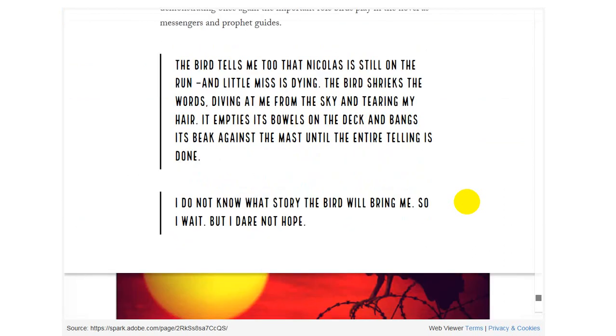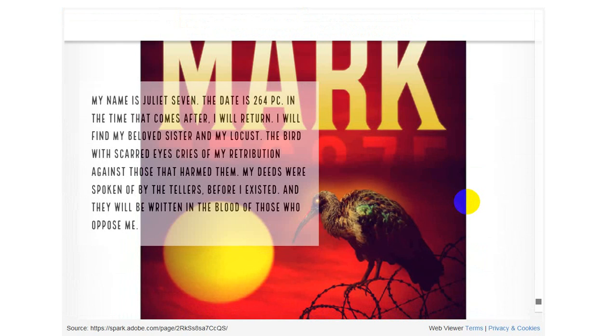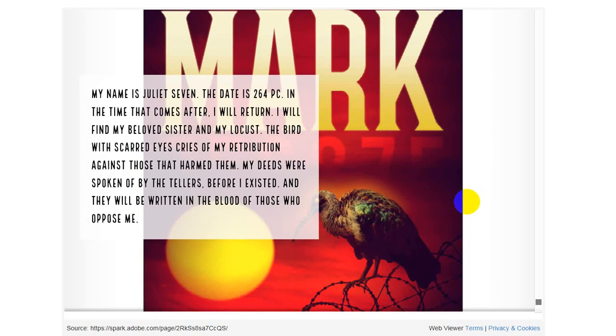"The bird tells me that Nicholas is still on the run. Little Miss is dying. The bird shrieks the words, diving at me from the sky, tearing my hair. It empties its bowels on the deck and bangs its beak against the mast until the entire telling is done. I do not know what story the bird will bring me, so I wait, but I dare not hope." And then the story ends with this epilogue.